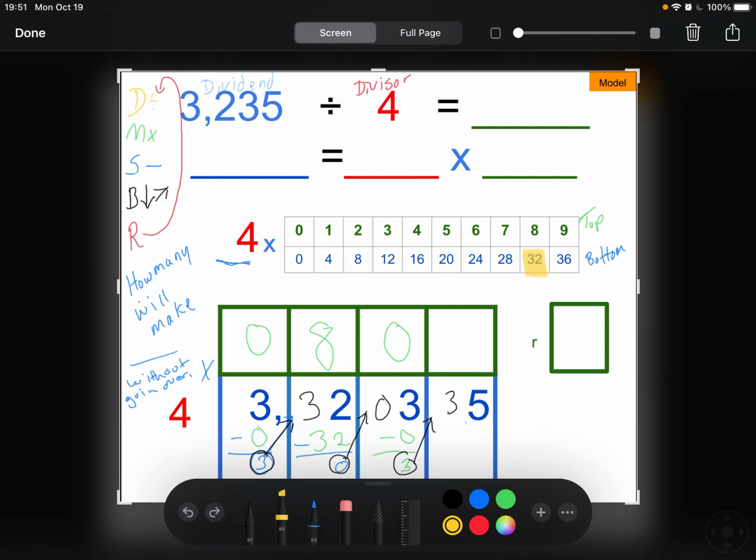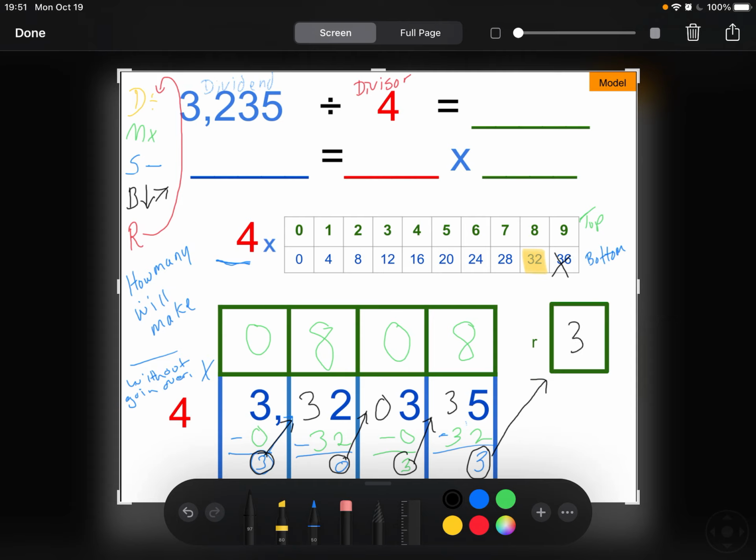So I have 32, and then 36 is actually too big because I go over. So my answer would be 4 times 9 equals too much. So I have to go down to 4 times 8. 4 times 8 equals 32. Then I subtract 35 minus 32. Leaves me with a 3 remainder. I take that remainder, I bring it over. Okay. So that leaves my remainder as a 3.